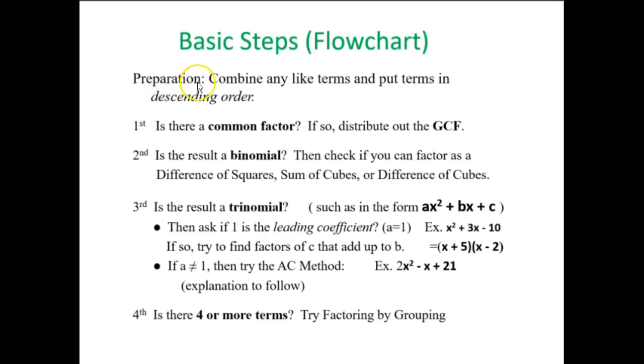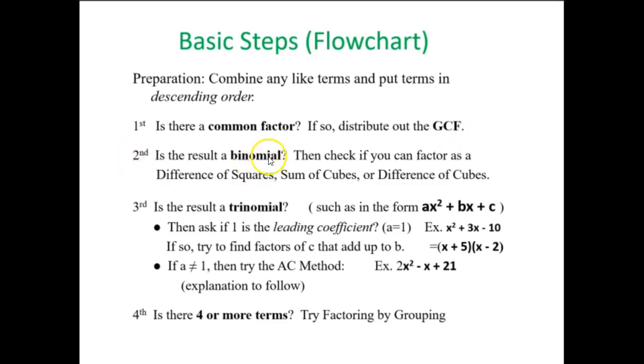So the first thing you want to do is prepare the polynomial by combining any like terms and then putting terms in descending order from highest degree down to the number. After you get that prepared, you want to make sure there are no common factors. And if there's a common factor, you'll distribute out the greatest common factor. So we'll talk about how you do that.